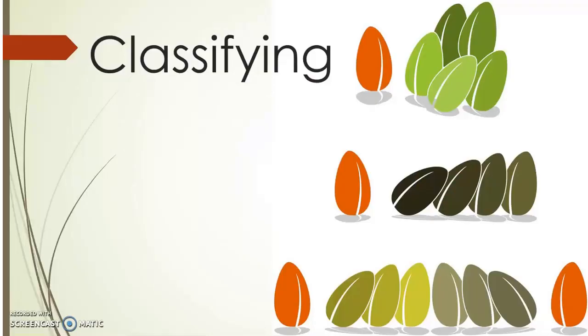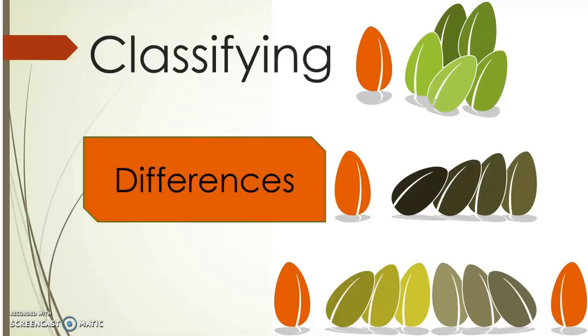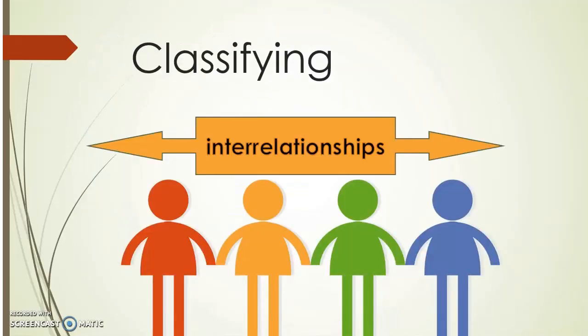Second may be the differences. So they can classify the things on the basis of differences also. And also they can classify the things on the basis of interrelationships. Means things which are interrelated to each other, they can be in one group, and the things which are not interrelated to each other can be in another group. So we can classify the things on the basis of similarities, we can classify the things on the basis of differences, and we can classify the things on the basis of interrelationships.